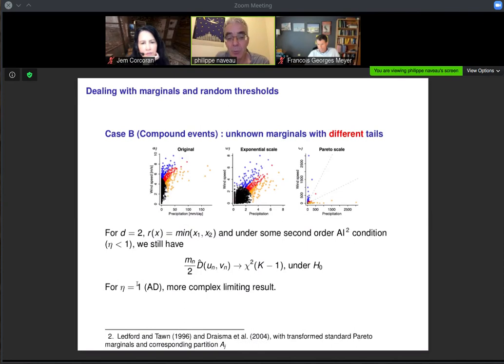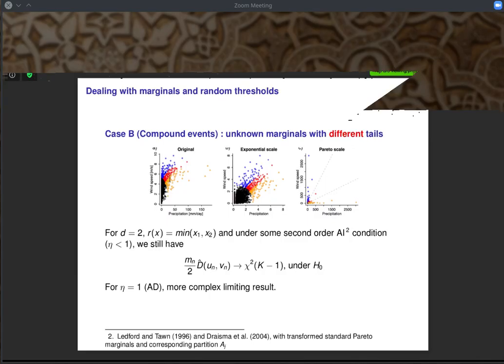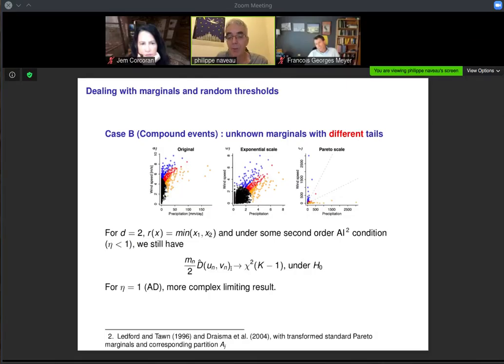In the case where we have so-called asymptotic dependence, that's a situation where we don't have this nice result. As I said before, this result is interesting because it doesn't depend on how I've chosen the blue shape, the red shape, or the orange shape. In this very specific case, we don't have that. The limiting result won't be a chi-square distribution, but something more complicated that depends on the set we have defined.